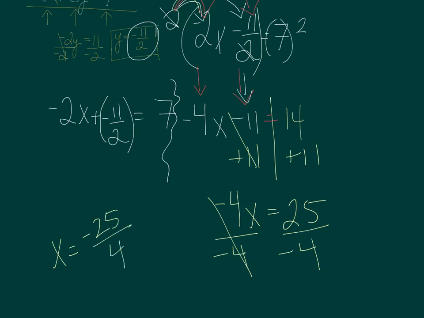So as an ordered pair, where do I have some nice space? Up here, our X value, a negative 25 fourths. And if you recall, my Y value was a negative 11 halves.